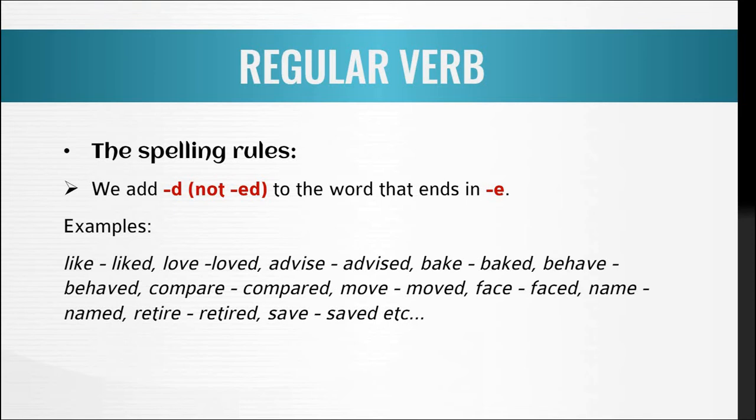For example, like is ending in e, so there is no need of writing ed. If you write ed, it will be awkward. It will not look like liked, it will look like likeed. So those verbs which end in e, you have to add just d to change the form from present to past or past participle. Other verbs are also there: love, loved, advise, advised, back, backed, behave, behaved, compare, compared, move, moved, face, faced, name, named, retire, retired, save, saved, and so on.